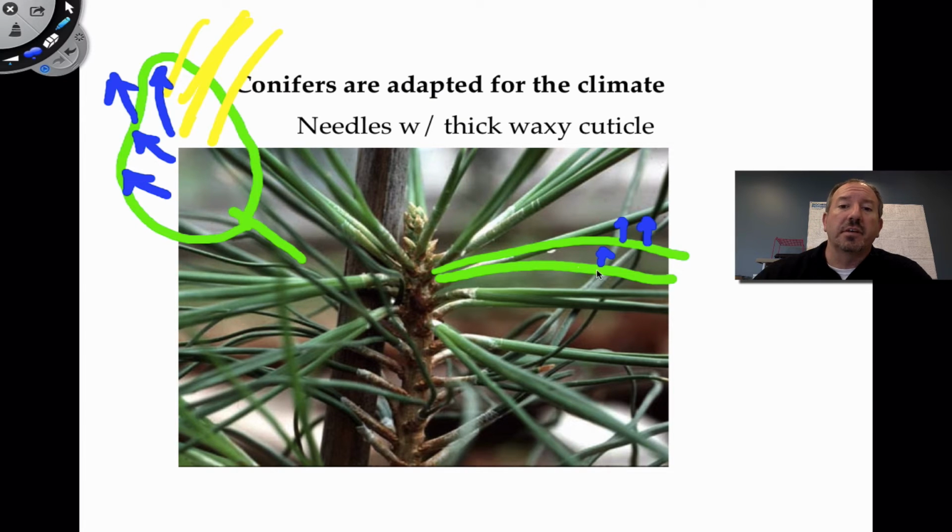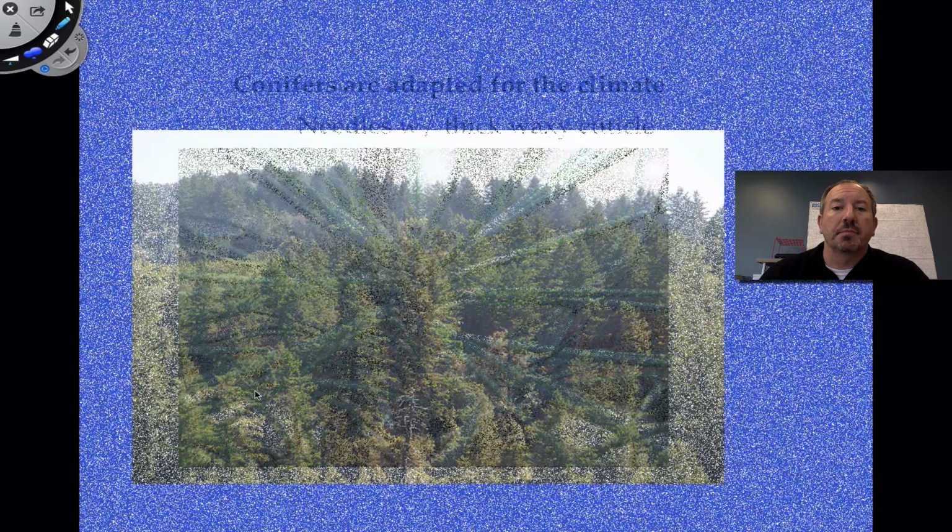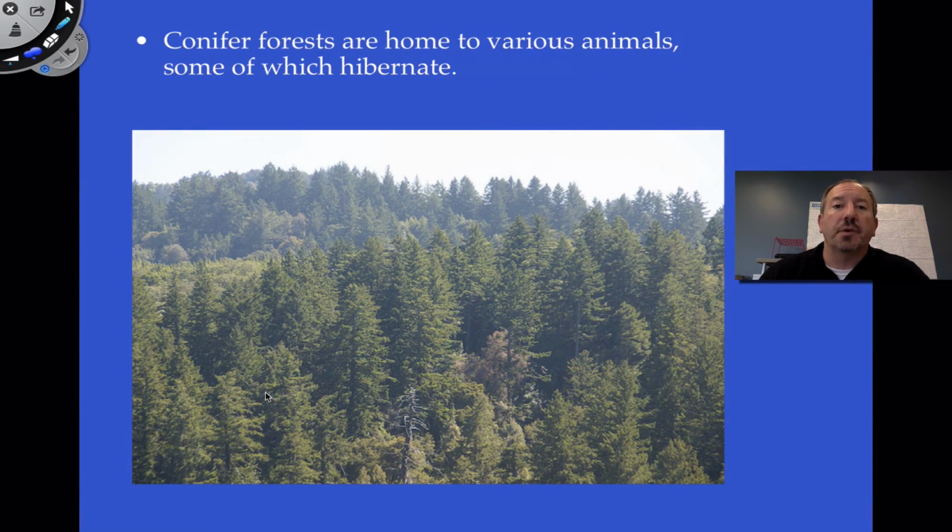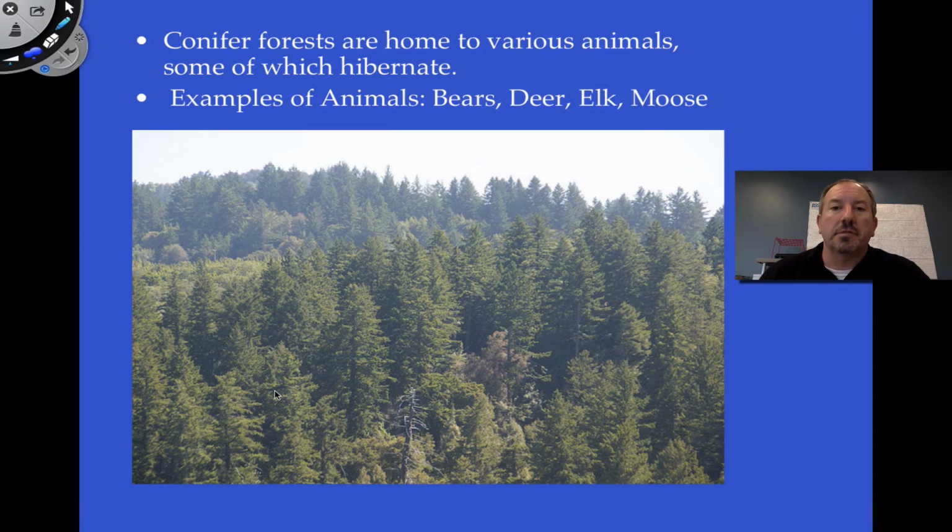These needles are good to hold on to water. Plus, some of them even have a waxy cuticle, which is a lipid on the upper epidermis, which reduces transpirational water loss. So that's kind of cool. So there's a picture of a coniferous forest. Now, I've been emphasizing the trees, but of course there are many animals that live in there, like the bear and the elk and the moose. And since there are dramatic seasons, some of these animals even hibernate when it's cold, like, for example, the bears.